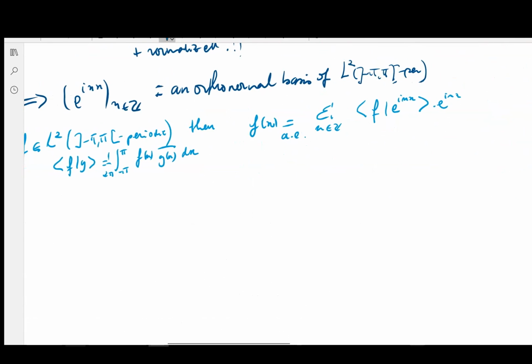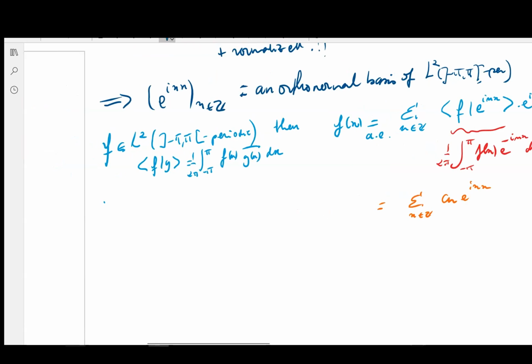And so don't forget that this coefficient here is computed as 1 over 2 pi integral from negative pi to plus pi of f of x times the conjugate of e^{inx}, which is e^{-inx}, dx. So we really have f equal to the sum over all integers of c_n e^{inx}, and that's the value of the c_n.